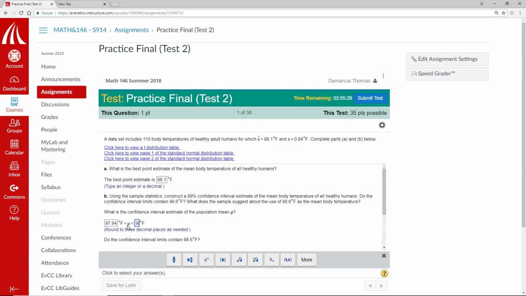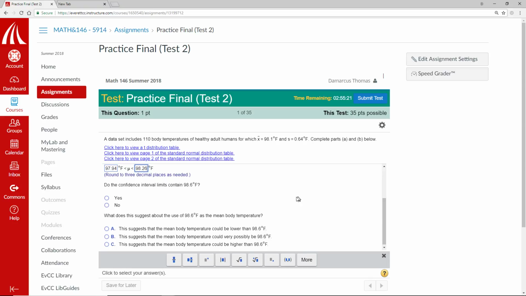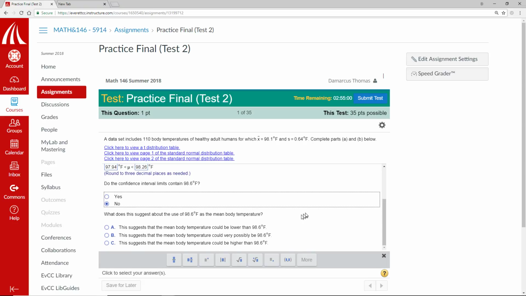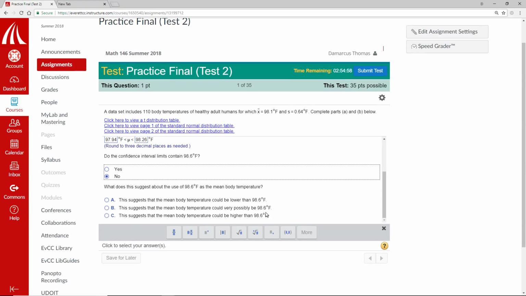And 98.26. Does the confidence interval contain the limit of 98.6? And I'm going to say no, it didn't. And then it also says, what does this suggest about the use of 98.6 as the mean body temperature? And what I'll say is this suggests that the mean body temperature could be lower than 98.6.